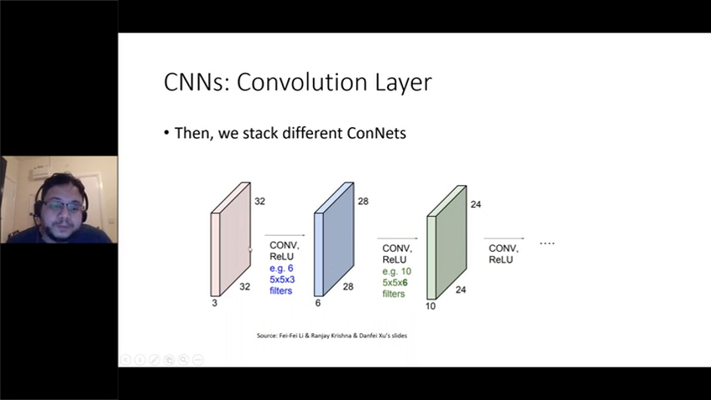So then what we do in the convolutional layer, we stack different convnets. Here is the image, then we have a convolutional layer with a Relu. We say that we are using a filter of 5 by 5 by 3. What does it mean, guys, this 5 by 5 by 3? Tell me. What does it mean? 3 dimension? What is 3 dimension? What does it represent? Maybe like the height, width.